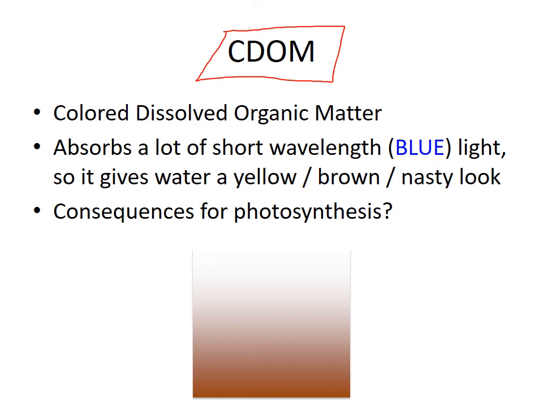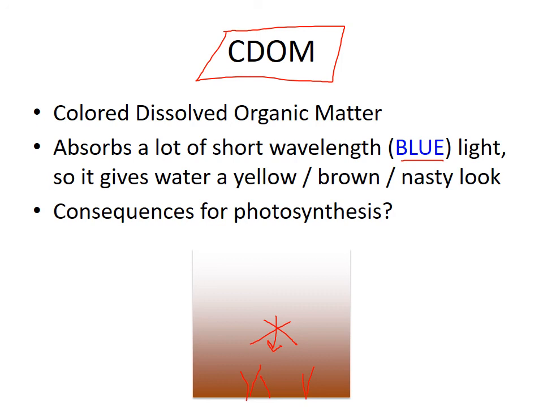CDOM absorbs a lot of short wavelength light, like blue light, and because it's reflecting the longer wavelengths of light, like red, it gives the water a reddish orange look, sort of like tea. And because blue light is one of the wavelengths most needed by photosynthetic primary producers, water where the blue light's being blocked by a high concentration of colored dissolved organic matter will make it really hard for plants like seagrass to grow at the bottom, because they're not getting enough light of the right wavelengths to grow. So it's a big consequence in estuaries.